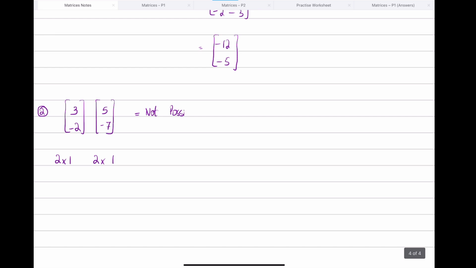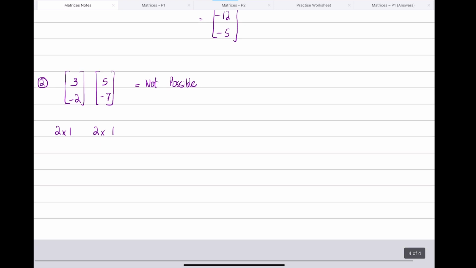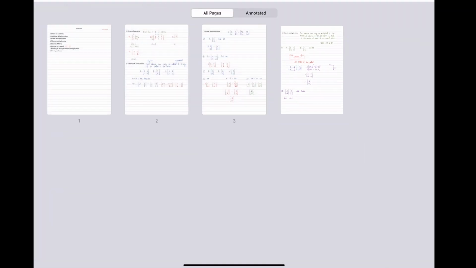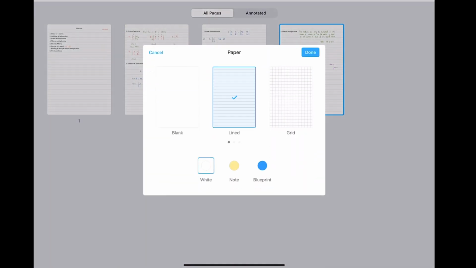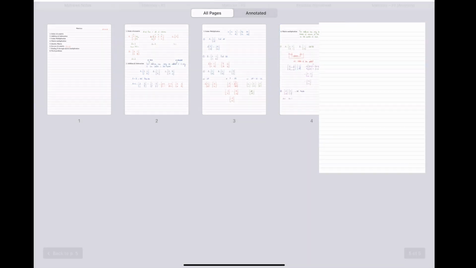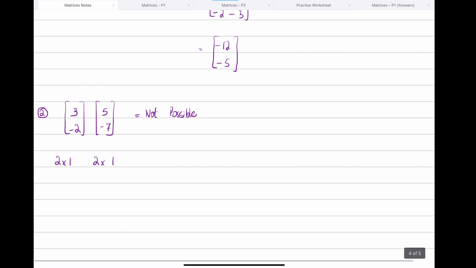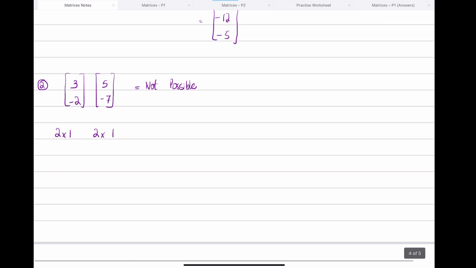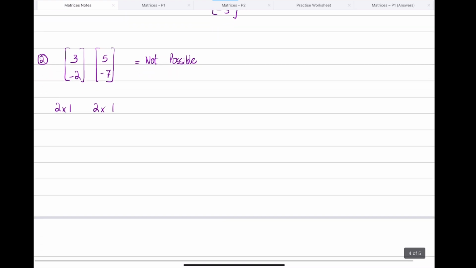Just because two matrices have the same order does not mean that you can multiply them. Yes, you can always add or subtract them, but as far as multiplication is concerned, no. Now, if they were a square matrix, what do we mean by a square matrix? A square matrix basically means like a 2 by 2, 3 by 3, 4 by 4, 1 by 1. In that case, yes, it's possible. But if it is a matrix with a different number of rows and columns, just because they're the same order doesn't mean that you can multiply them.